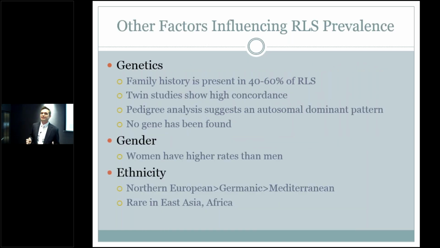Other factors affecting who gets it: the big one is genetics. This does seem to run in families, although we don't have specific genes that we're on the lookout for. Twins tend to have it commonly, family history 40 to 60%, and there tends to be a flavor of an autosomal dominant pattern if they do pedigrees. Gender: women tend to have higher rates than men, and that may have something to do with something we'll talk about later. And then ethnicity tends to be Northern Europeans much more so than Germanics, Mediterraneans, and then it's rare in East Asia and Africa.